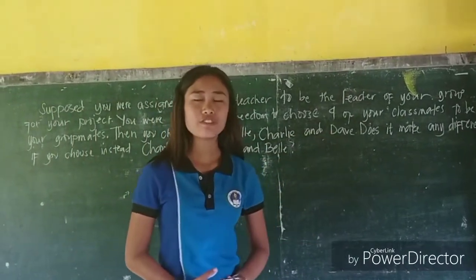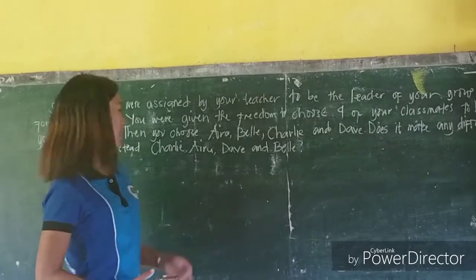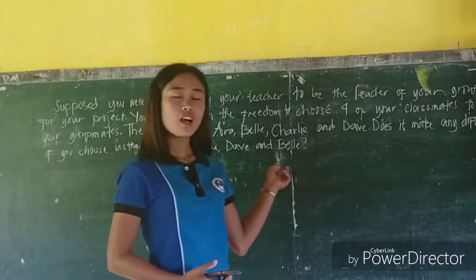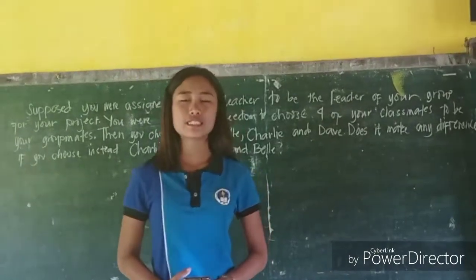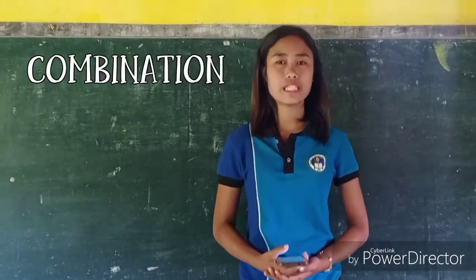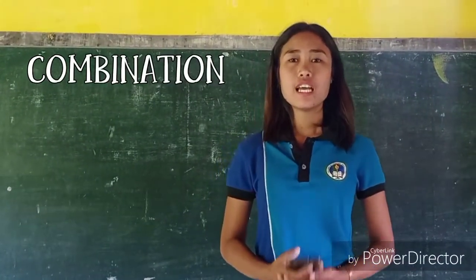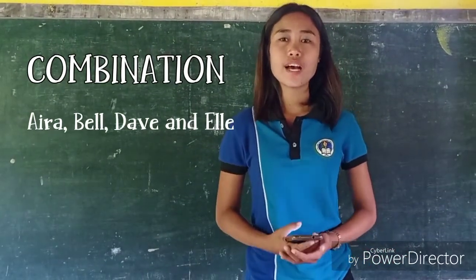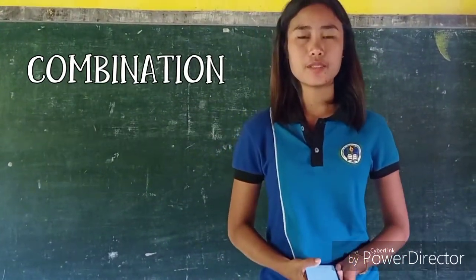Does it make any difference if you choose instead Charlie, Ira, Dave, and Belle? Of course not, because the list refers to the same person. Each selection that you could possibly make is called a combination. On the other hand, if you choose Ira, Belle, Dave, and Elle, now that is another combination.